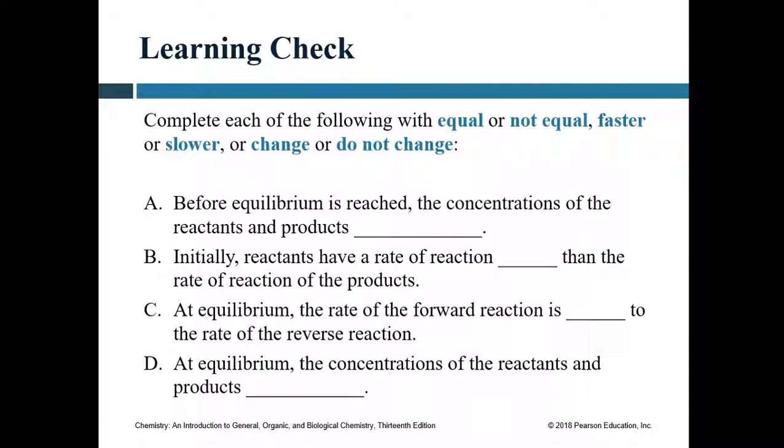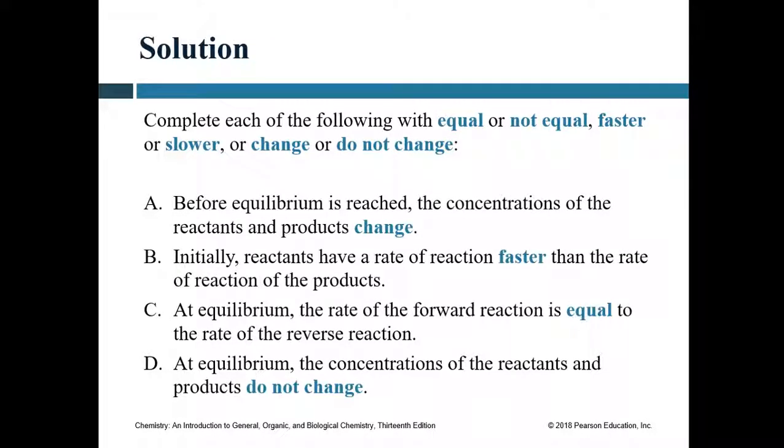So let's see. Press pause and see if you can fill in these blanks. Before the equilibrium is reached, in other words, when the reaction is just starting, the concentrations of the reactants and products do change because you have more reactants than products. So you're trying to reach that equilibrium, and some of the reactants are being made into products. Initially, the rate of the forward reaction is faster than the rate of the reverse reaction, meaning you have to get more products first before you can have that equilibrium.